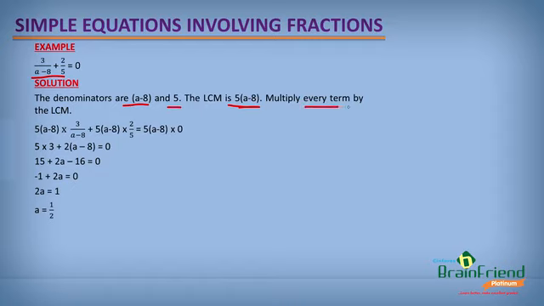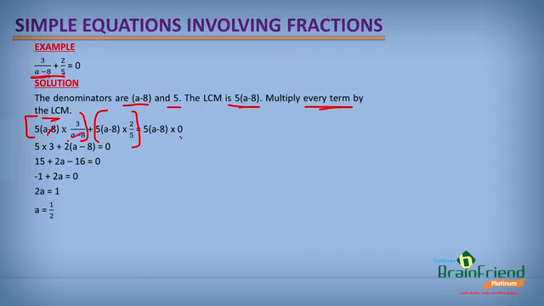So we multiply every term by the LCM. The LCM is 5 times a minus 8. So we have 5 times a minus 8 times 3 over a minus 8. This is our first term. And then we have 5 times a minus 8 times 2 over 5. This is our second term. And then 5 times a minus 8 times 0. That's our last term.